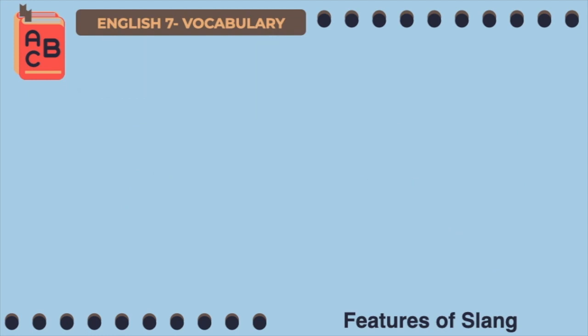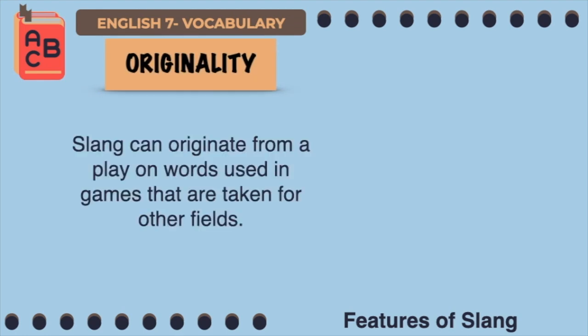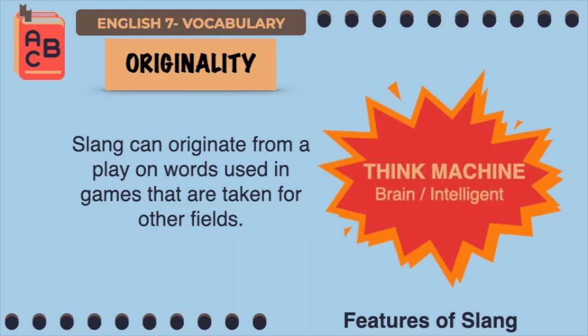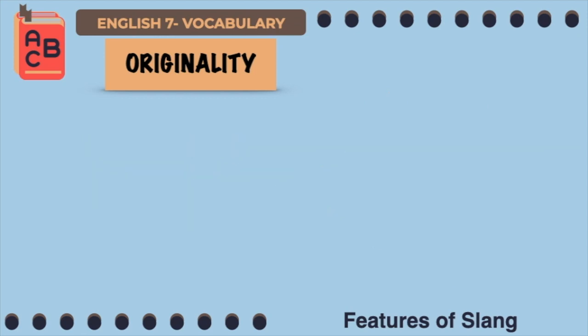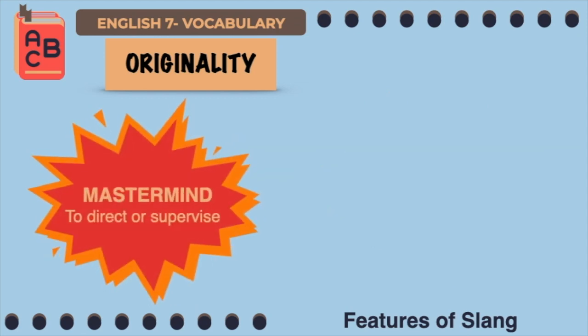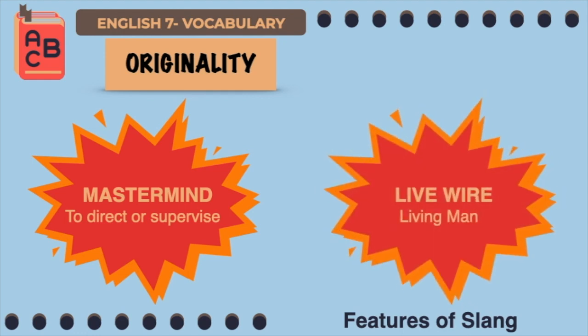The third feature of slang is originality. Slang can originate from a play on words or words used in games that are taken for other fields. Sometimes, slang words are invented by a few people for the pleasure of novelty and who like to be in fashion. For example, "think machine." A machine is not really intended to describe a person, but this slang word means brain or intelligent. Other examples are "mastermind," meaning to direct or supervise, and "live wire," which means a lively person.